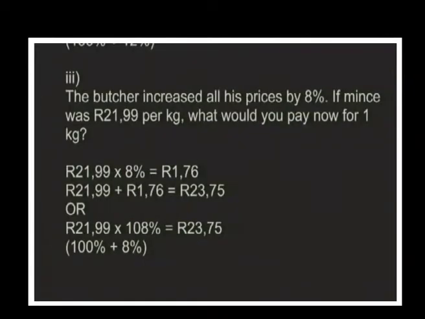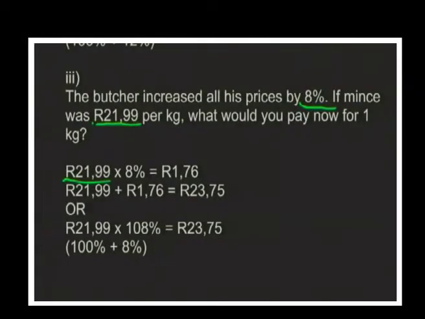Okay, now let's move on to the next example. The butcher increases his price by 8%. If mince was 21.99 Rand per kilo, what would we pay now for 1 kilogram? First, let's analyze the question. They're asking us what will be the total price, including the increase of 8%. So we're going to take our 21.99 times by 8% to get our actual increase, which was 1.76 Rand.